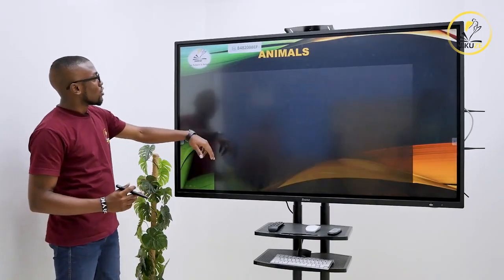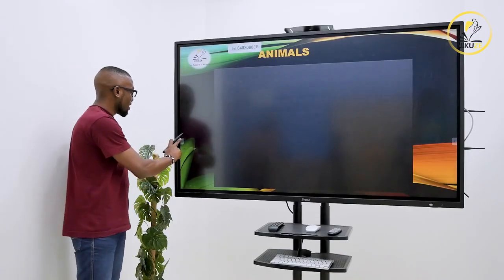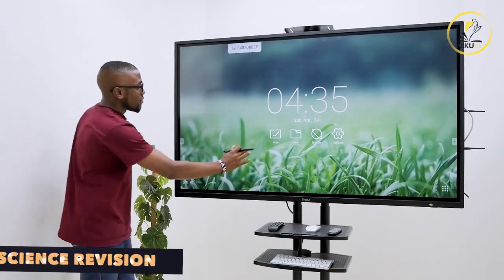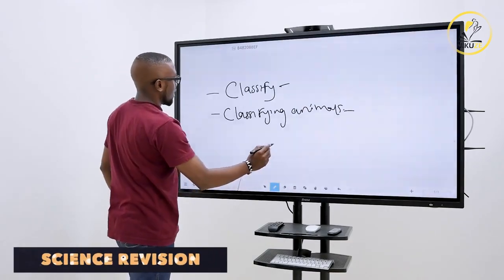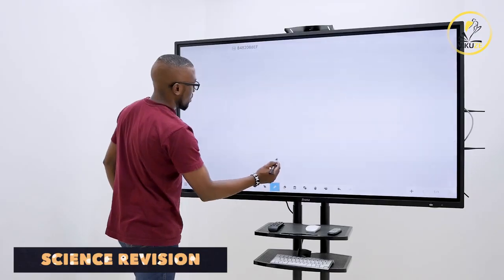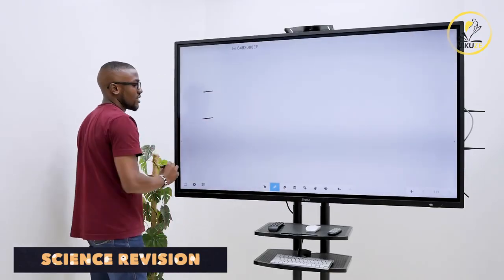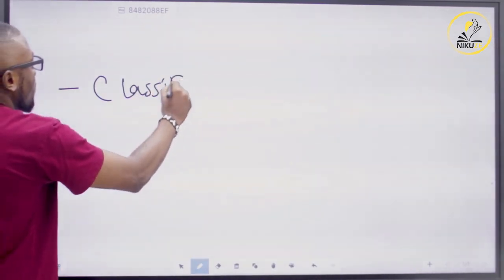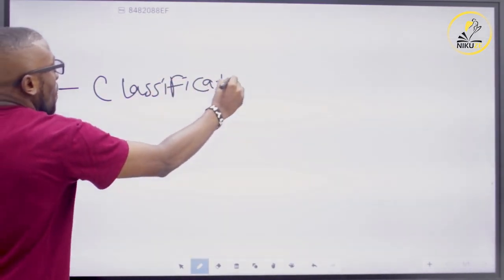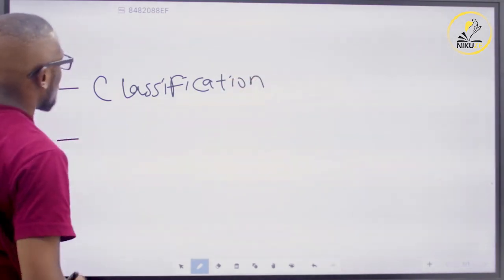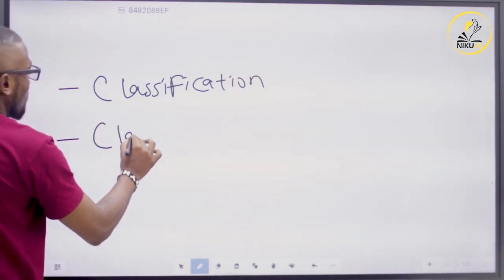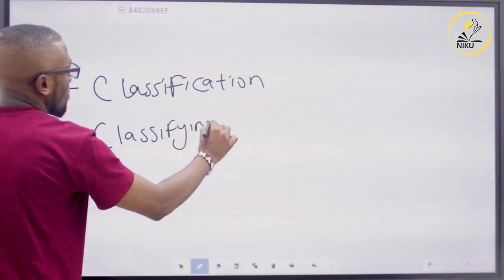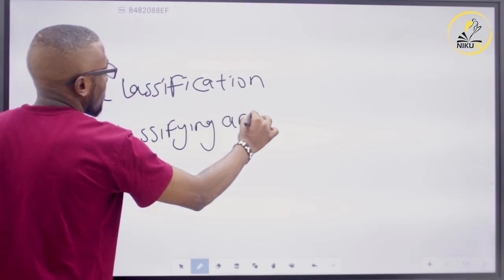Under the animals, there are two terms which we are going to look at. We have classify, or classification, and we also have classifying animals.